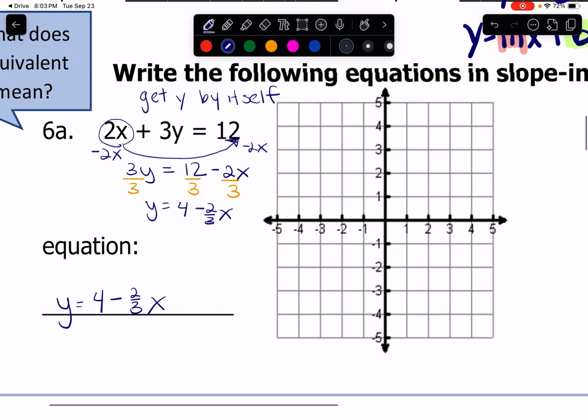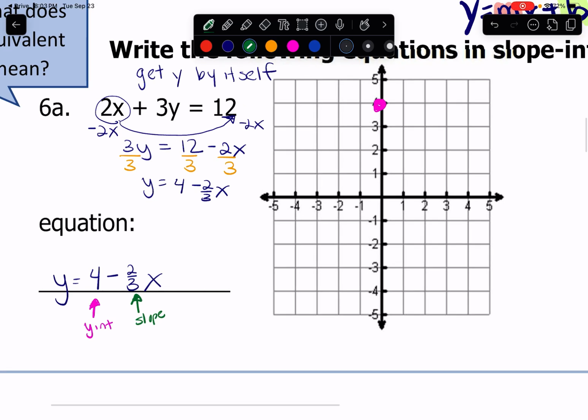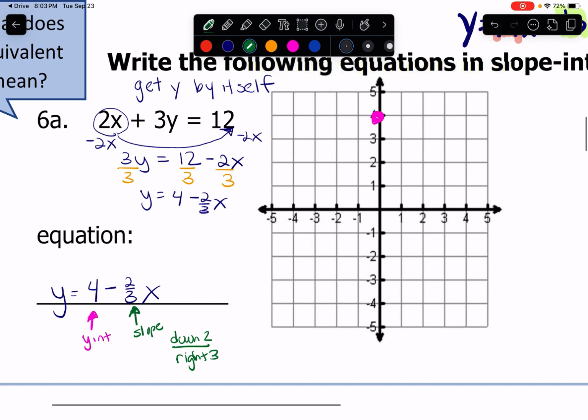All right, now we need to graph this. So the y-intercept is the number that does not have the x on it, so the number that's by itself. So this is my y-intercept. So that's a positive 4, so I'm going to start up here at positive 4. And then the number that's in front of x is my slope. So my slope is negative 2/3. That means I'm going to go down 2 and right 3. So let's see, we're going to go down 2 and right 1, 2, 3. Down 2 and right 3. And then we just connect the line.